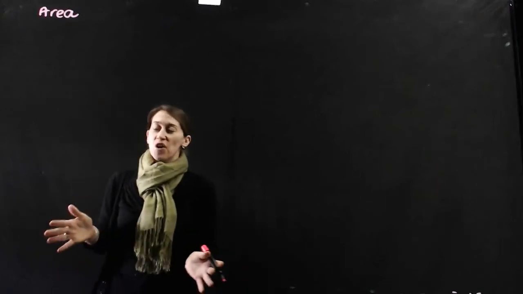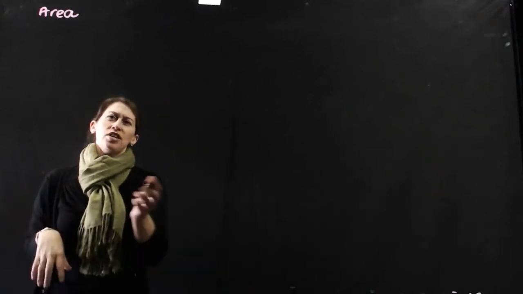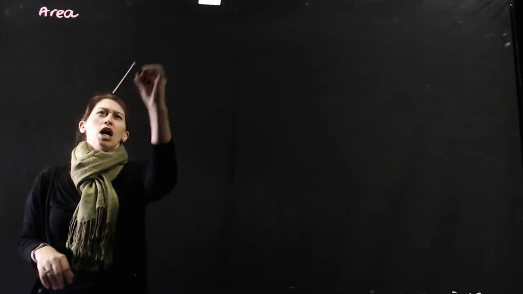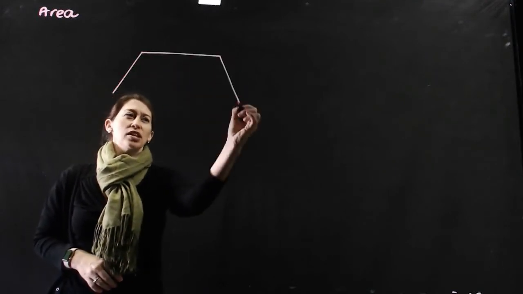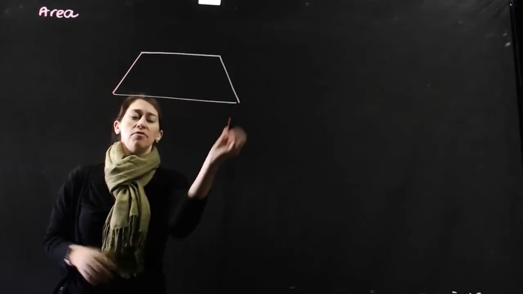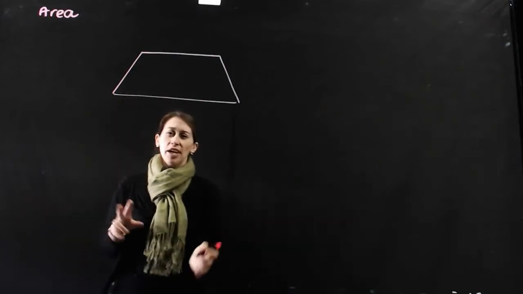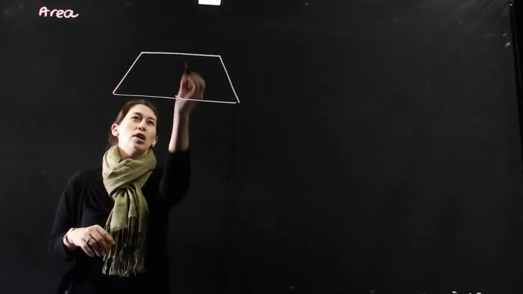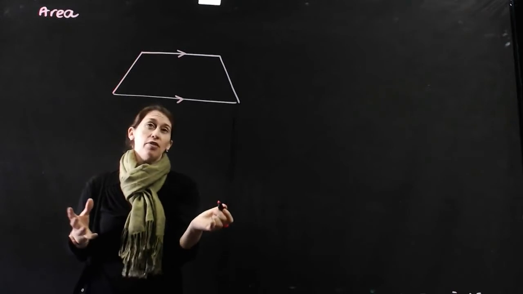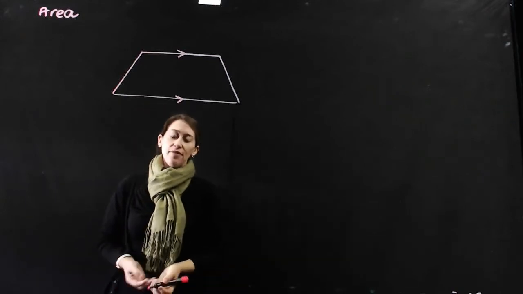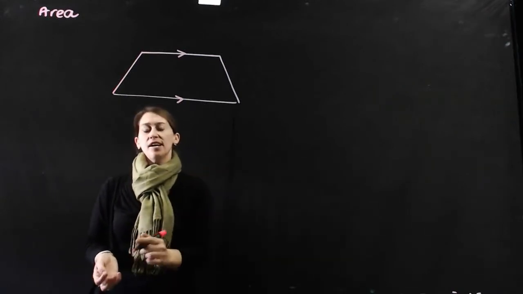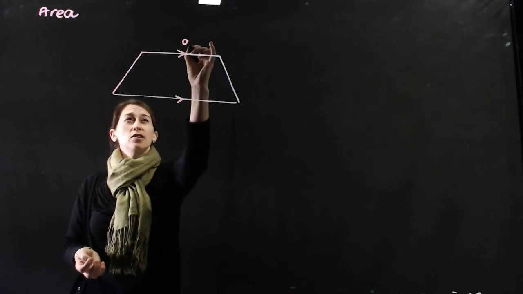In this video I'm going to look at further areas. So I'm going to begin with the area of a trapezium. A trapezium is a four-sided shape where obviously it has four sides, but its main property is that it has two sides that are parallel. In order to calculate the area of a trapezium, you've got to have the lengths of those parallel sides.